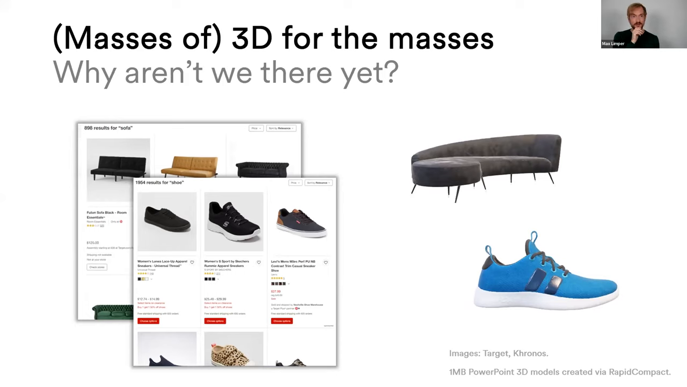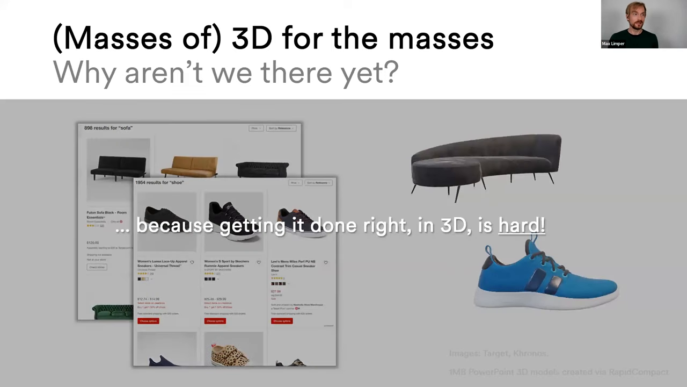Like being focused solely on e-commerce. If you Google for a sofa or a shoe, you'll get a lot of entries, but only a small fraction of those may have 3D models. Looking at all the offerings out there, they all have pictures, but only a very small fraction of online catalogs actually shows you 3D models like the one used here in the PowerPoint presentation. So why is that? Well, because getting it done right in 3D is hard, just as easy as that. It's not a trivial process yet.